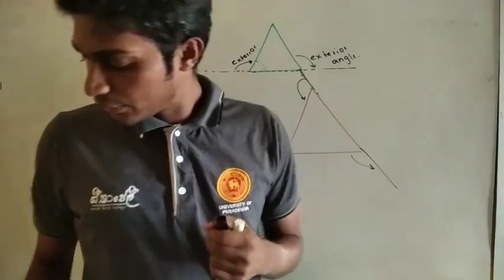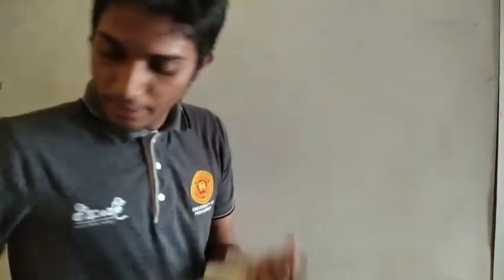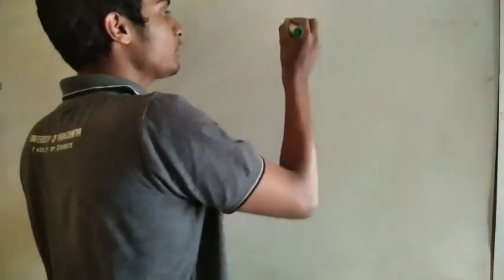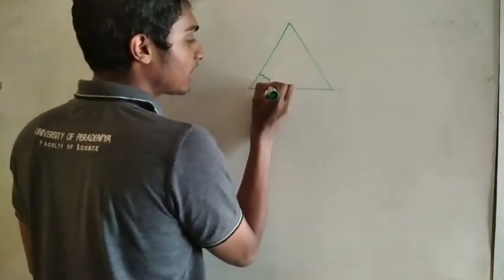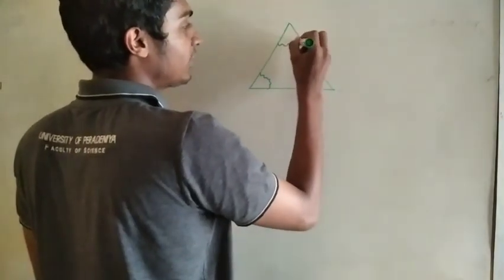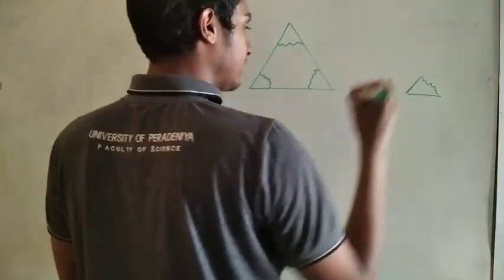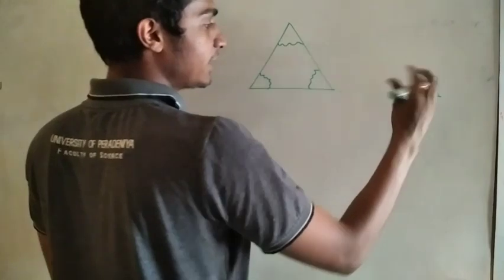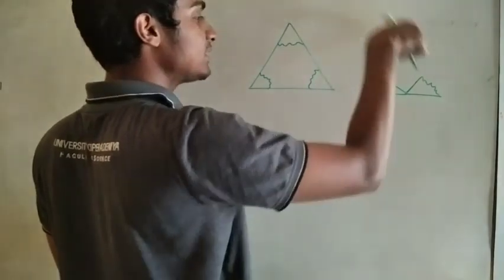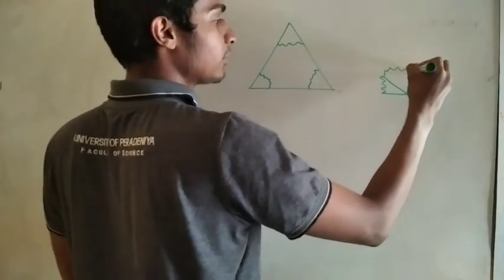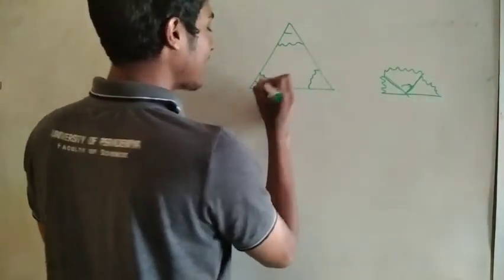Before that, you have to understand what the sum of interior angles of a triangle is. Maybe in your lower grades you might have studied, if you have a triangle like this, you cut this portion and this portion, and if I place it somewhere around here, I get something like this. If I place this part here, I get something like this, and if I place this here, I get something like that. And you see this angle and this angle over here.